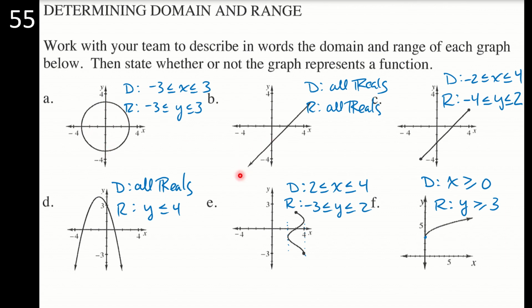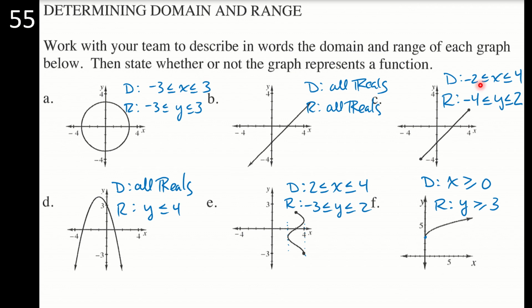The next one, there are arrows here that indicate it goes in both directions. Because I'm shooting down this way forever and shooting up the other way, this one has a domain of all real numbers, and the range is all real numbers. This one has beginning and ending points. You can see there's a solid dot here, so it is including the -2. So the domain is from -2 to 4 and everything in between.